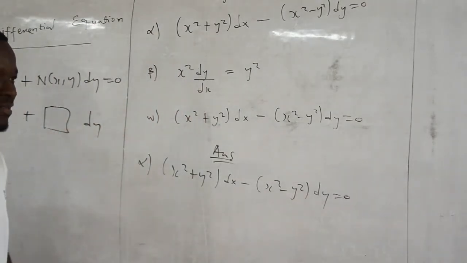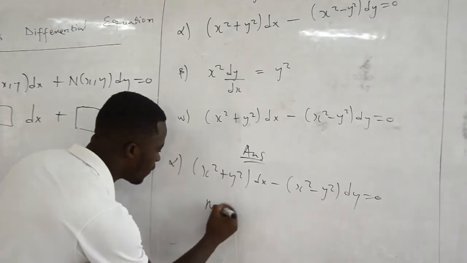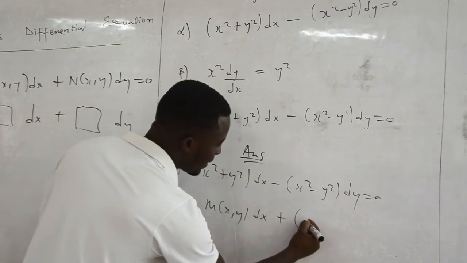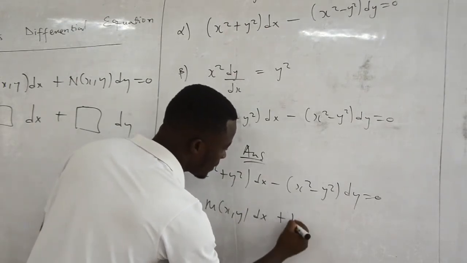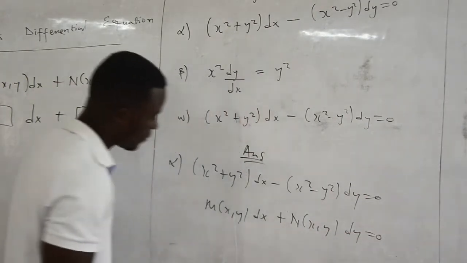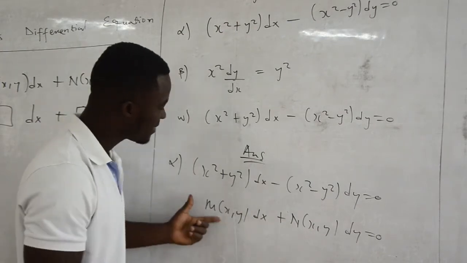But let's compare this one to the original form. You know the original form, we have M of x y dx plus N of x y dy is equal to 0. So I can see that, before we use it, this one isn't the same as this one.